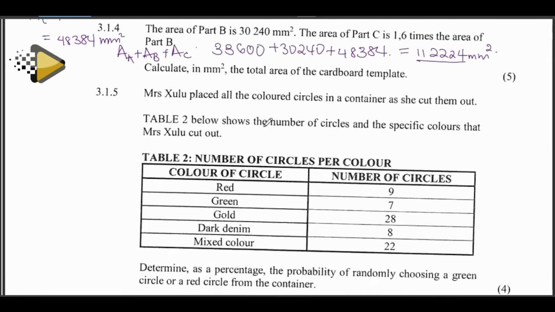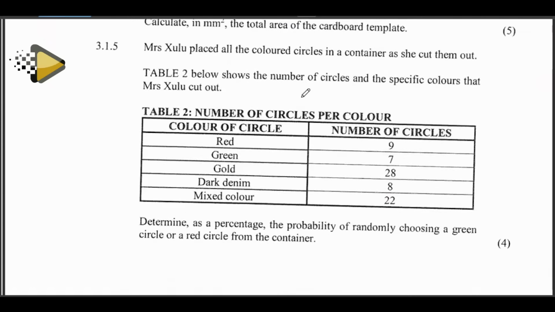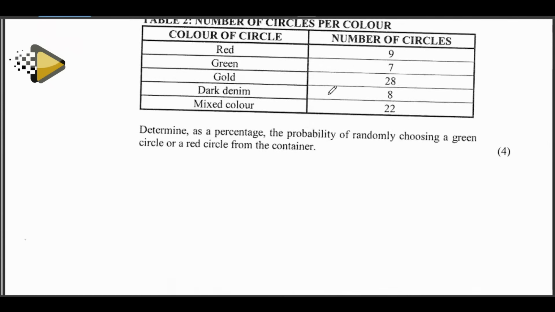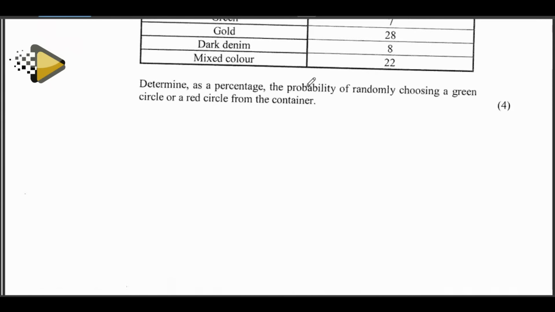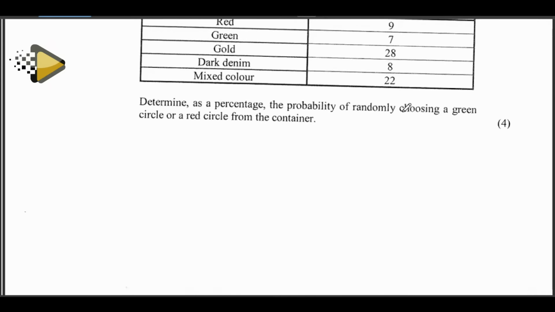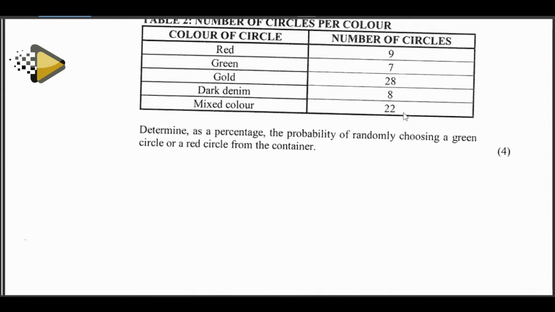Mrs. Muller placed all the colored circles in a container as she cut them out. Table 2 below shows the number of circles and specific colors that are cut out. Determine as a percentage the probability of randomly choosing a green circle or a red one. That means you're taking green or red over the total times 100. Why? I'm looking for a percentage.